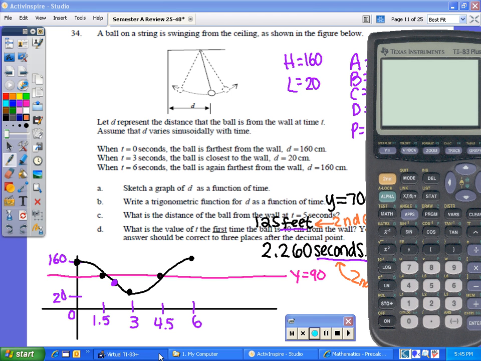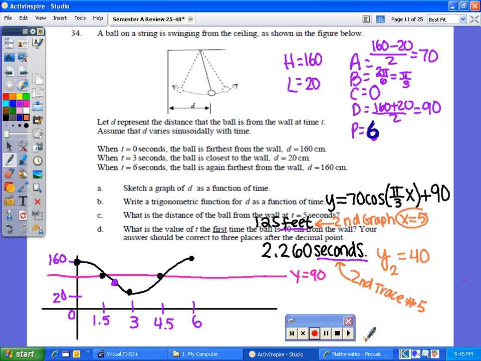You can also, this is a different example, this is not the same example, but you can also press trace and then press 5 and it'll give you the answer. Like I said, this is a different example, but that's how you can do it. And then for the next one, they said, what is the value the first time the ball's at 40 centimeters? So you would make sure that here at y2 you would put in 40 and then press second trace number 5, and I will show you more detail on that with number 36. Alright, so there are your answers and some guidelines on how to get part C and D.